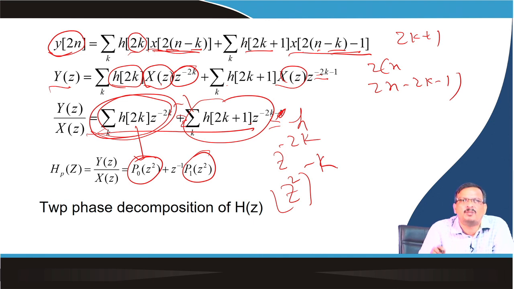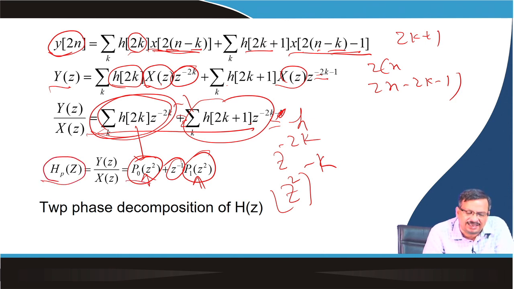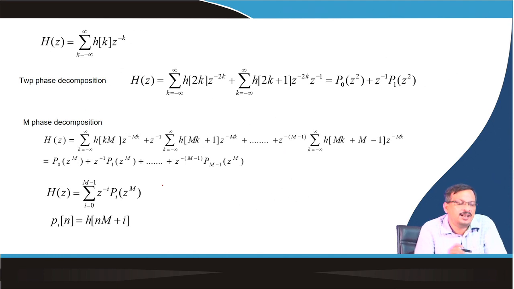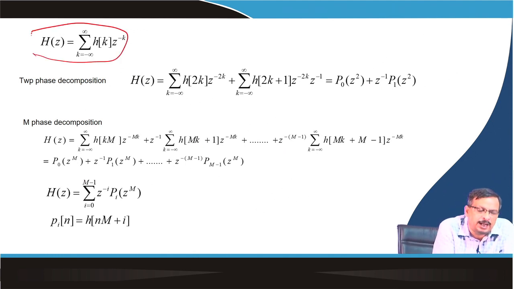So k varies from minus m to infinity. So I can say it is p0 z square, and p1 z square delayed by z to the power minus 1. So I can say H(z) can be synthesized by two polyphase filters, which are delayed by one sample. That is why it is called polyphase. Okay, so if I want to put it in generalized form, let us say H(z) is my FIR filter.